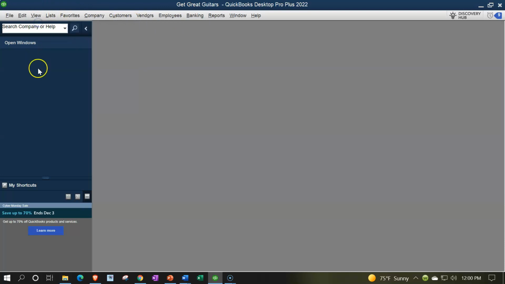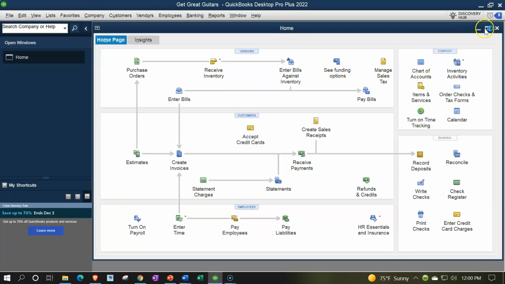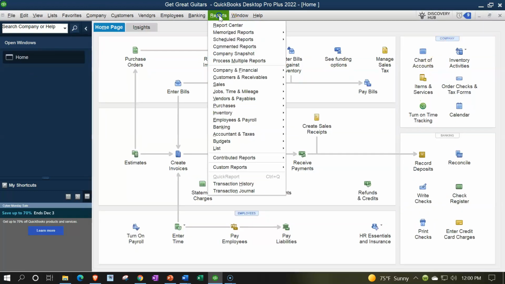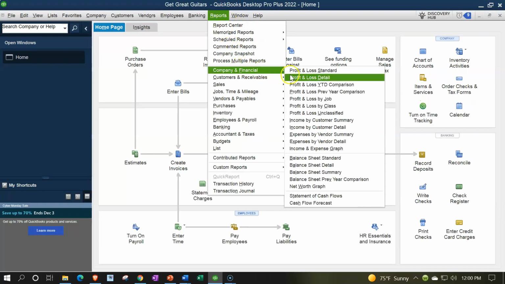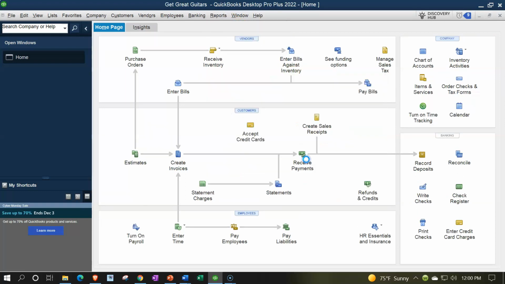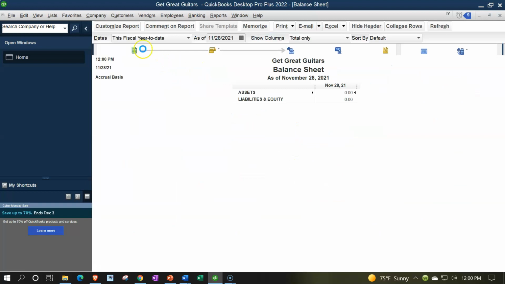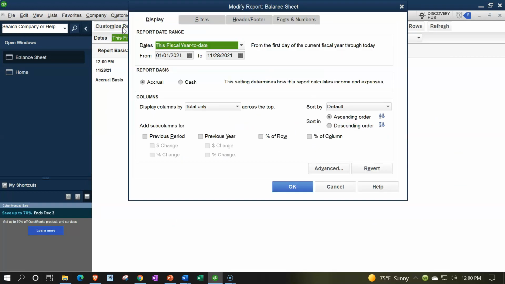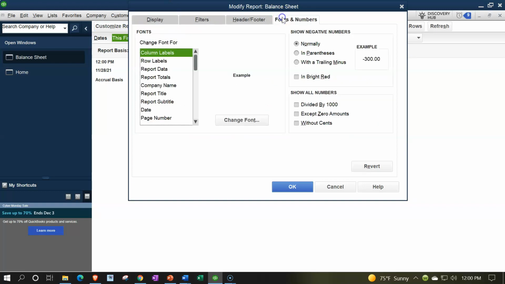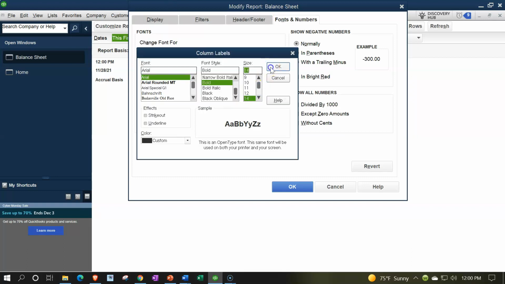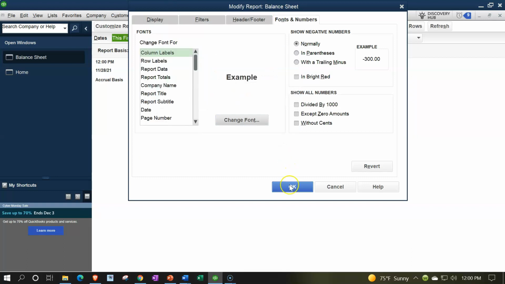Open Windows list on the left-hand side, Company dropdown, Home page in the middle, maximizing it to the gray area. Reports dropdown, Company and Financial, looking at that balance sheet standard, customizing that report up top, changing the dates with the range change from 010122 to 022822. Fonts and numbers, then we're going to change that font size on up to 14. Okay, yes please, and okay.